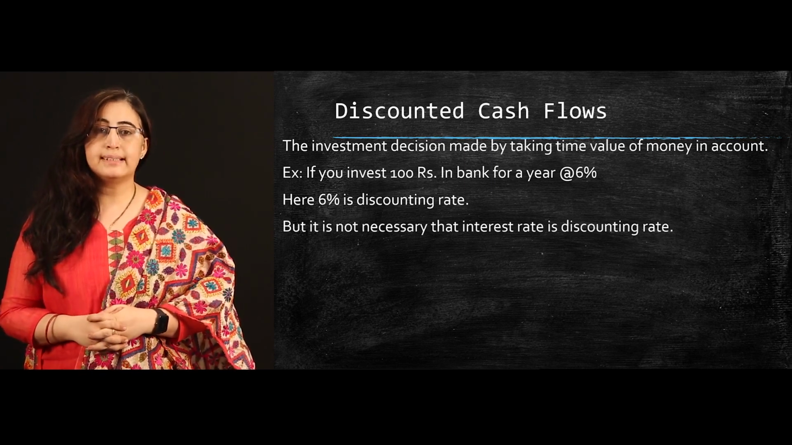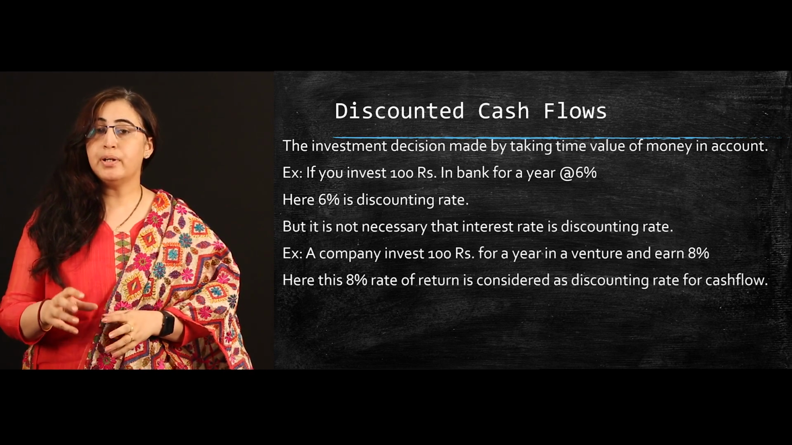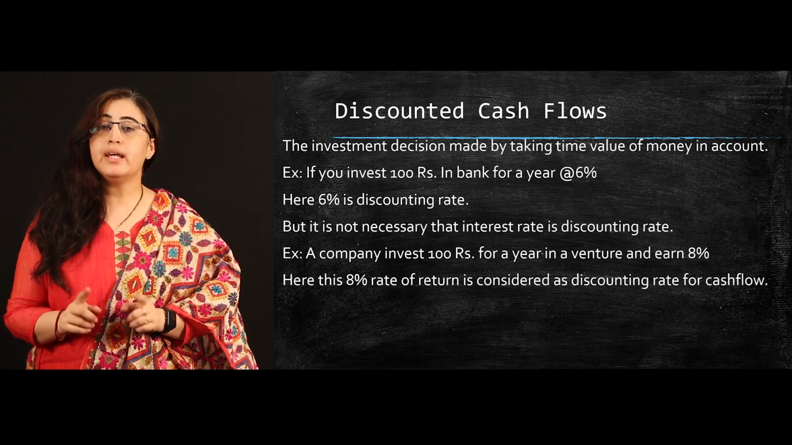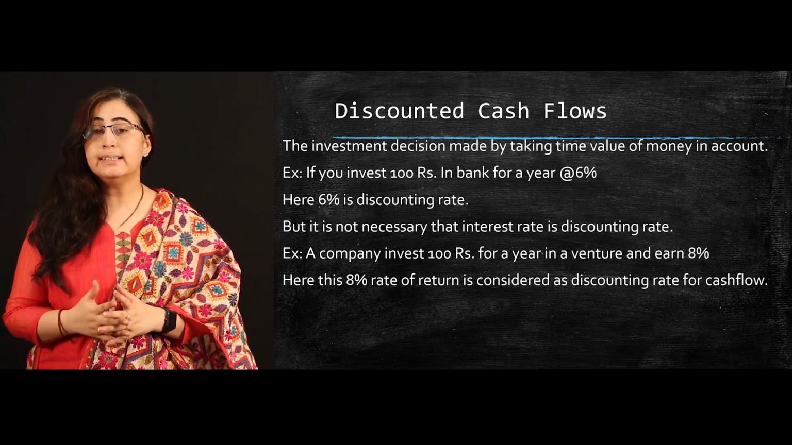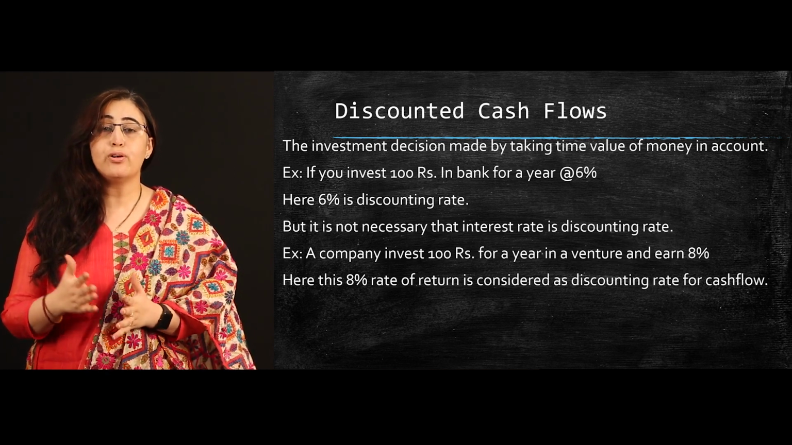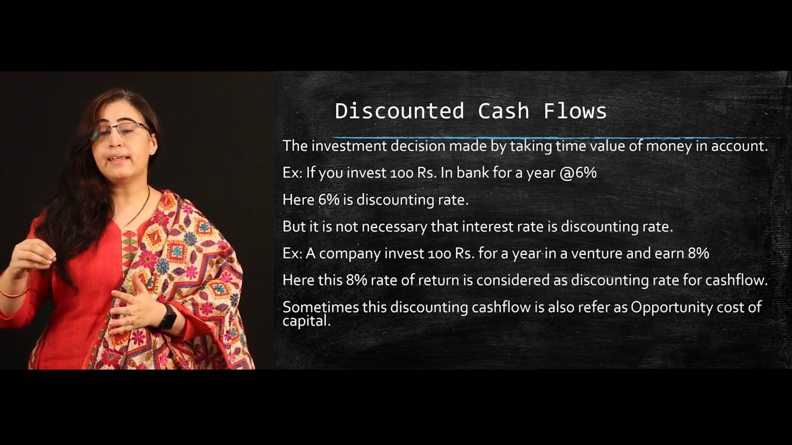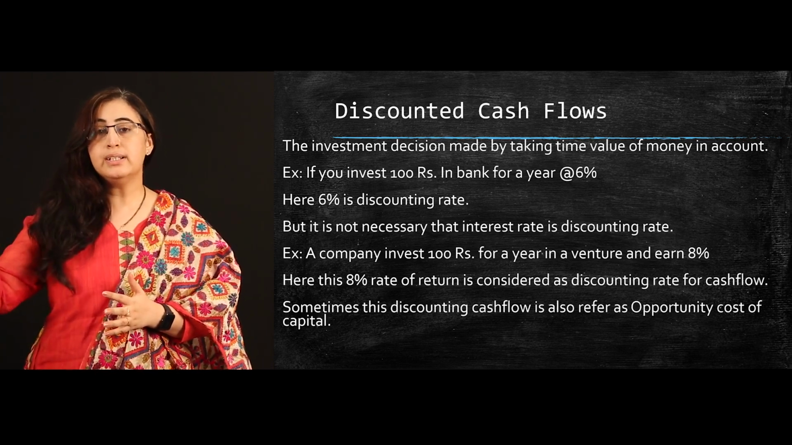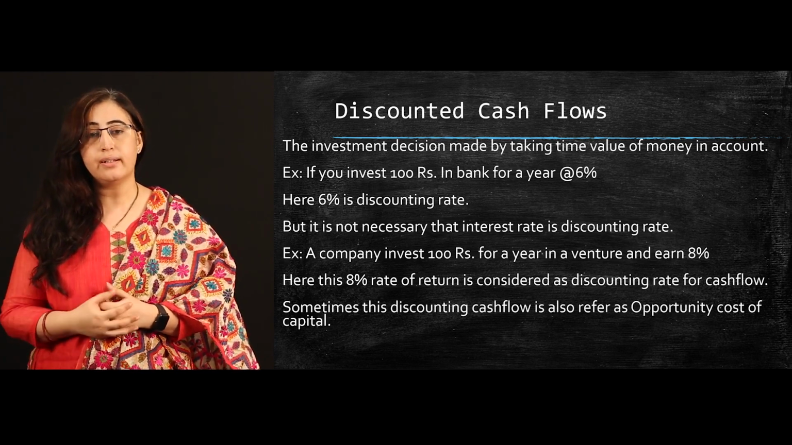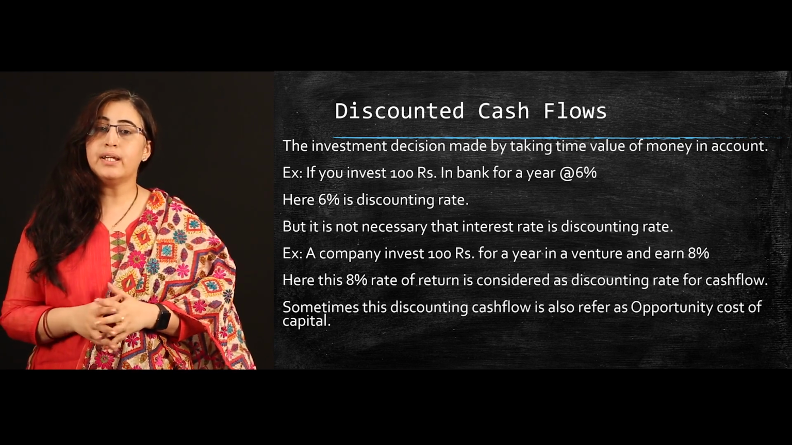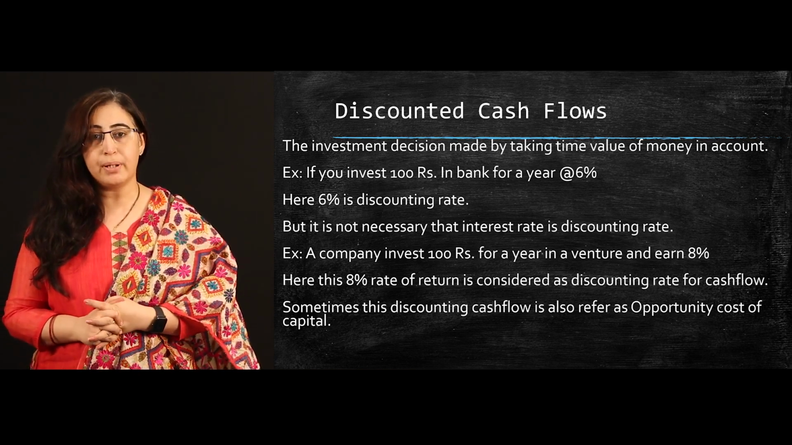Now look at another example. A company invests 100 rupees for a year in a particular venture and earns 8%. Here, this 8% rate of return is considered as your discounting rate of cash flow. It means on 100 rupees, when you get 8 rupees, that is 108. That 8 rupees is your cash flow at the discounting rate. Sometimes this discounting rate is also referred to as the opportunity cost of capital.